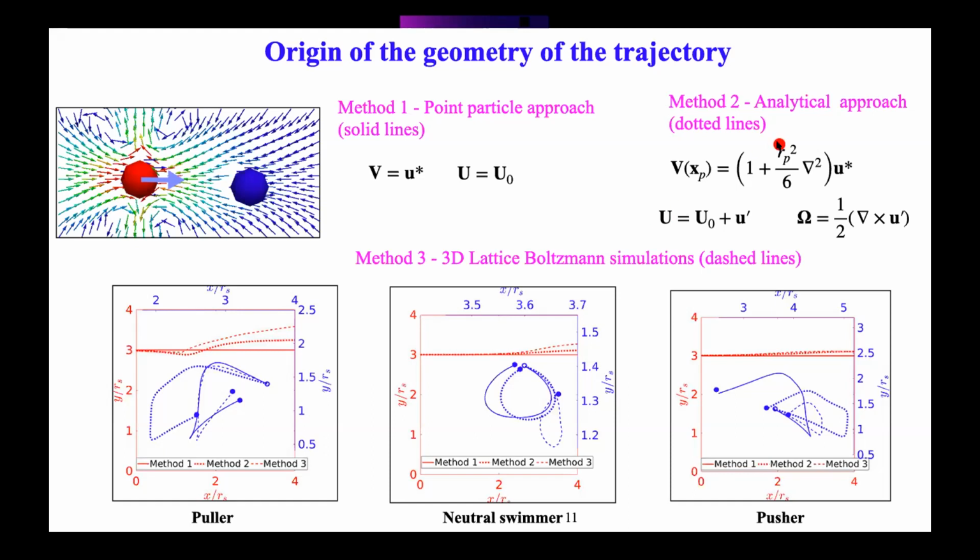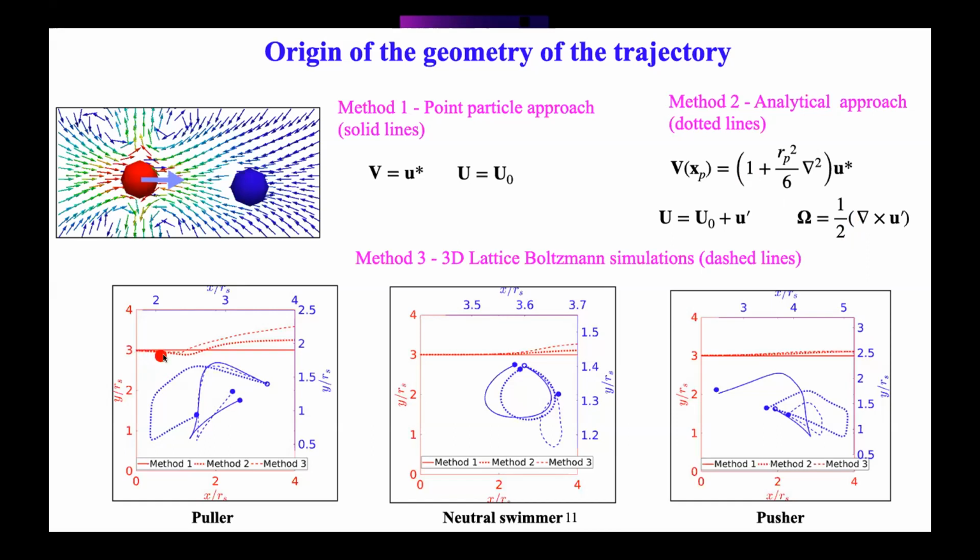The second method is the analytical approach, where we account for the finite size of the passive particle. We correct the velocity of the passive particle with the help of Faxén's law, which accounts for this finite size. Since it is a finite size particle, it will also generate disturbance flows, and therefore the velocity of the microswimmer will be changed. It is corrected by calculating the disturbance velocity that the passive particle generates at the location of the microswimmer, which is this. The angular velocity is just the curl of this disturbance velocity. The corresponding trajectories are shown using this dotted curve here.